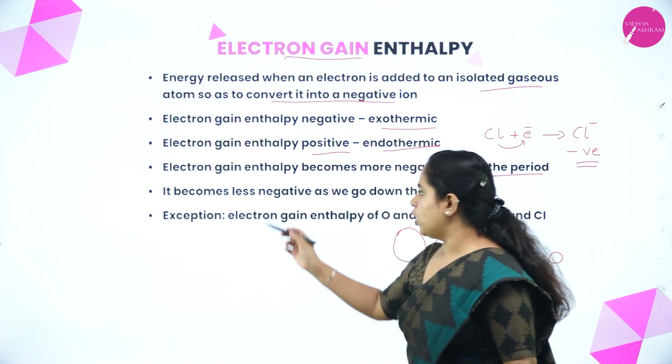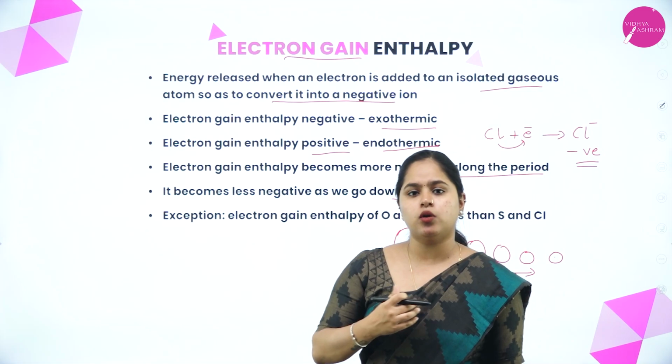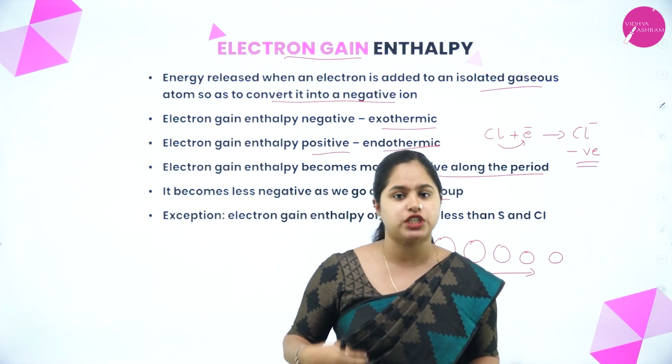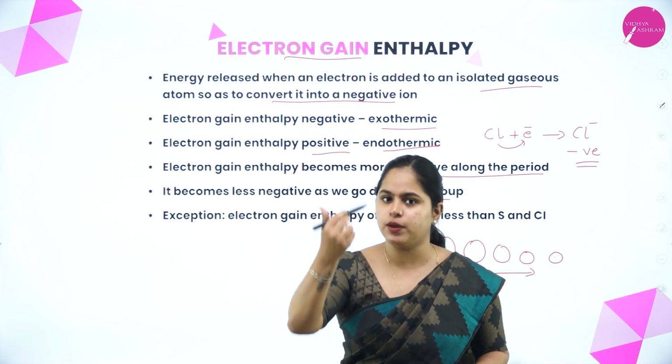Yes. Now moving on, it becomes less negative as we go down the group. So as we go down the group, what is happening? We know that the size increases because the number of shells is increasing. So the atomic size increases as we move down the group.